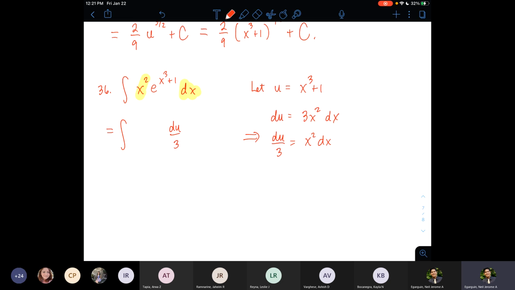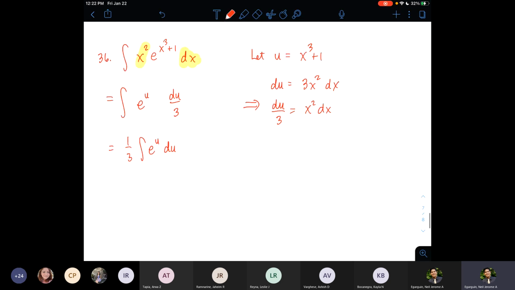We'll be left with e to the x cubed plus 1. And my goal is to write that entirely in terms of the variable u. But that's easy. It will just be e to the u, right? And then this is 1/3 integral of e to the u du, an elementary form, which is easy. This will just be 1/3 times the integral of e to the u, which is simply itself, plus the arbitrary constant c. Final step is to revert to the original variable.